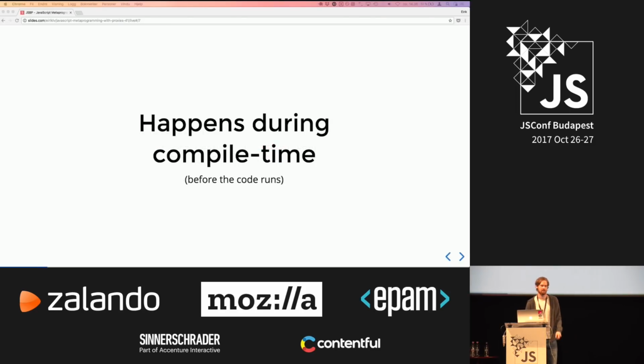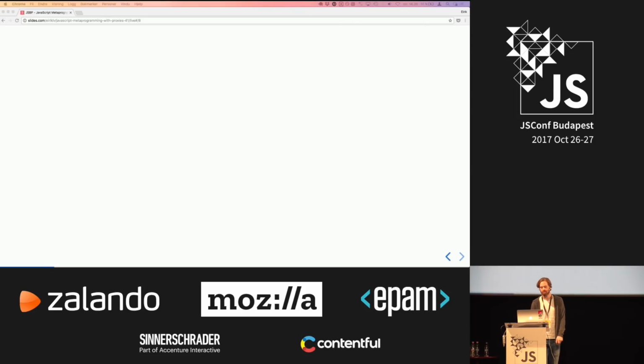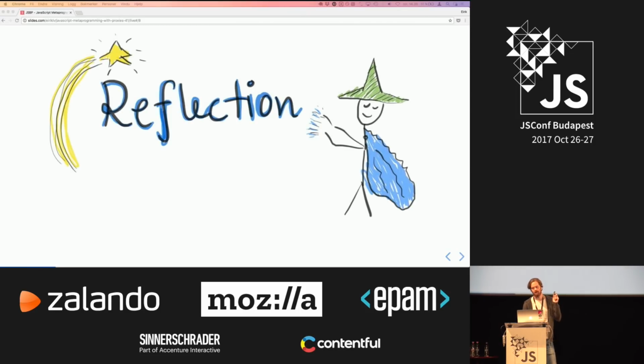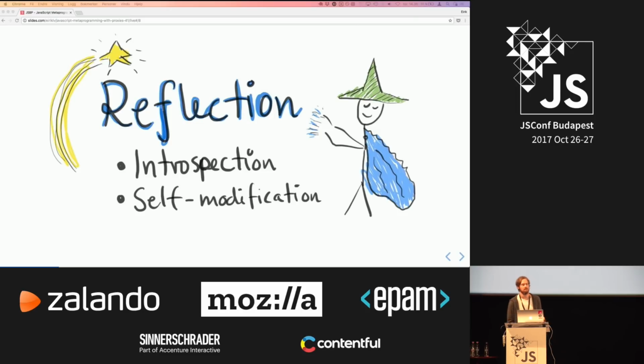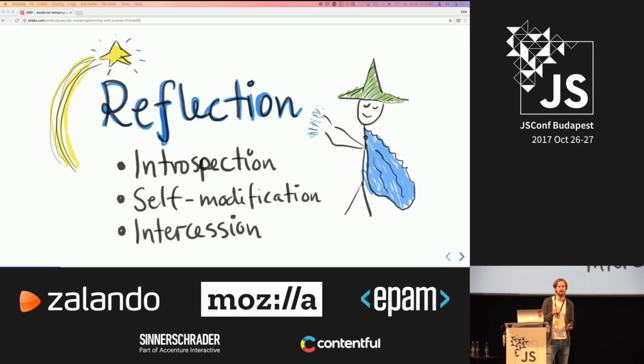All of this stuff happens during compile time, or possibly in something called macro expansion time. At least it happens before your code runs. And the second branch is reflection. Reflection has some sub-branches. One of them is introspection, meaning that the code can inspect itself during runtime. You have self-modification, meaning that you can change your code during runtime. And then you have intercession, meaning that the code can intercept and intervene with itself.